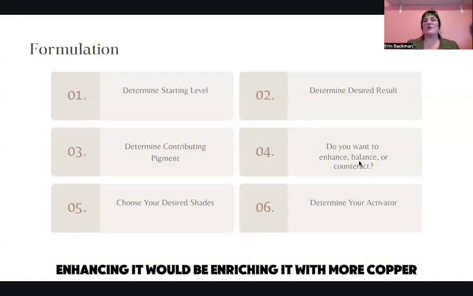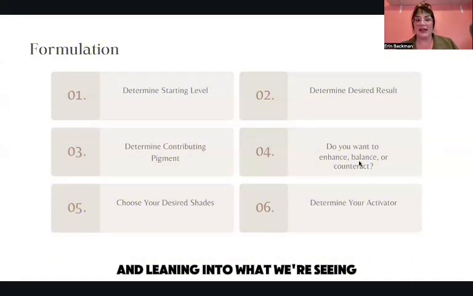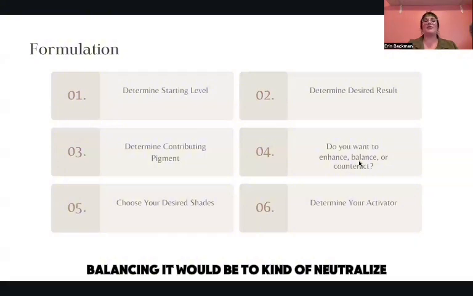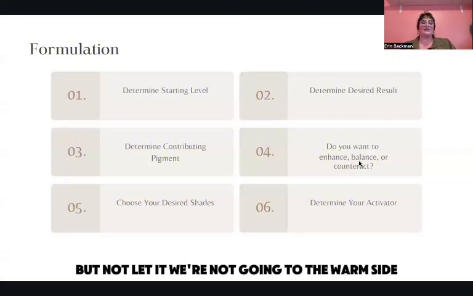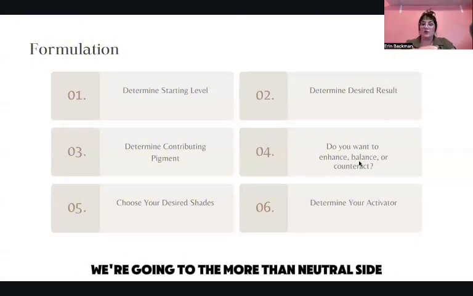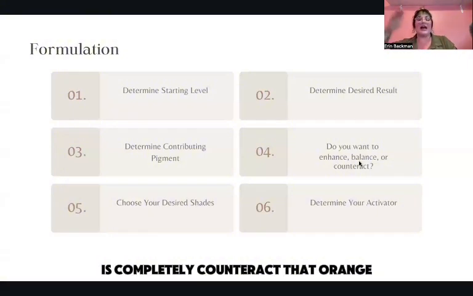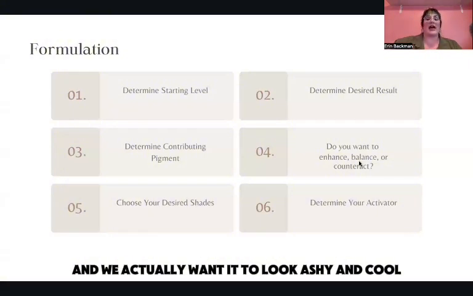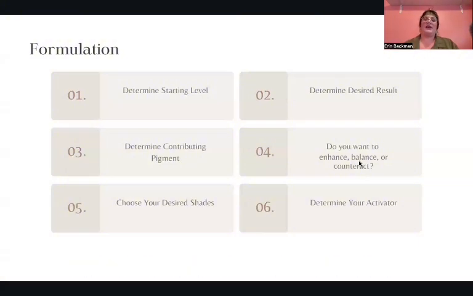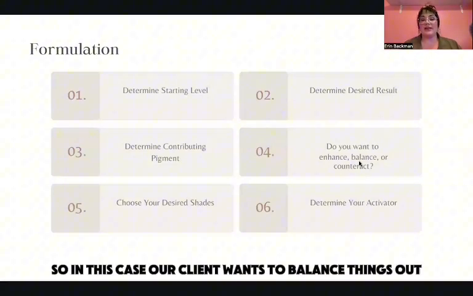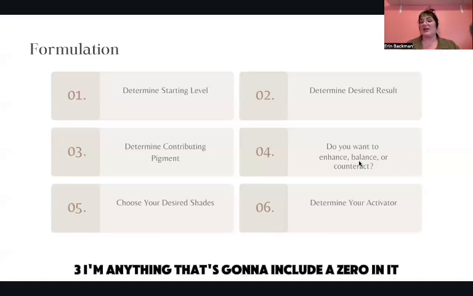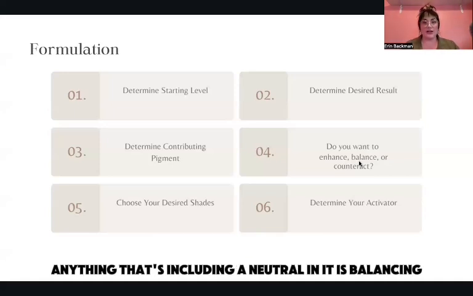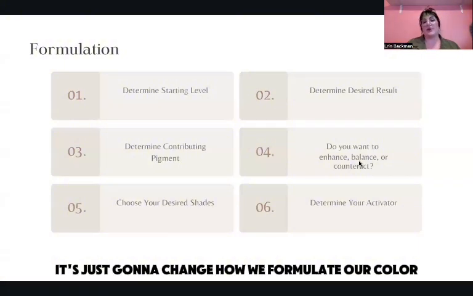Enhancing it would be enriching it with more copper and leaning into what we're seeing. Balancing it would be to neutralize and just balance the color out, make it look really beautiful together, but we're not going to the warm side, we're going to the more neutral side. And then counteract it is completely counteracting that orange, and we actually want it to look ashy and cool. So in this case, our client wants to balance things out because we want a 703. Anything that includes a 0, anything that includes a neutral, is balancing. It's just going to change how we formulate our color.